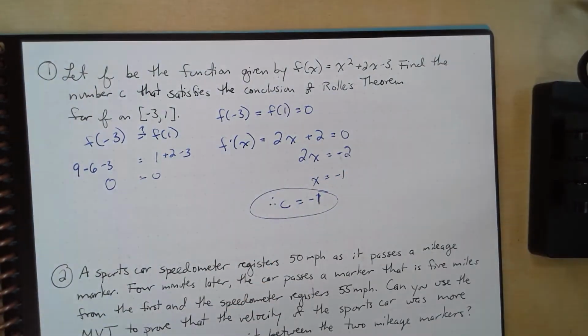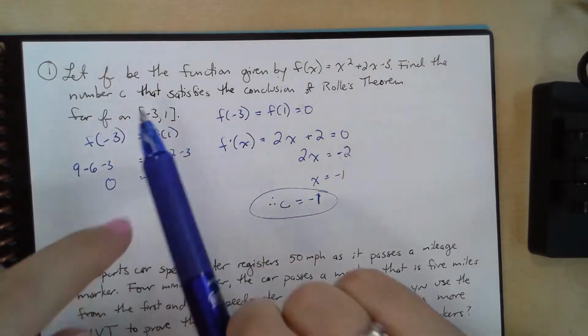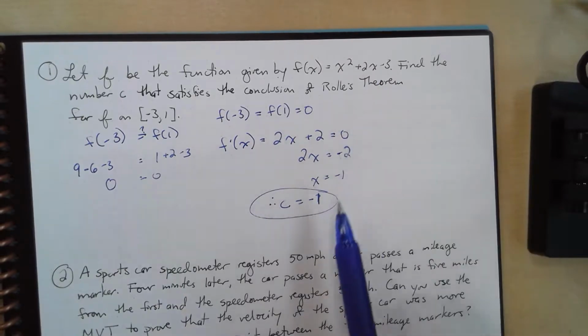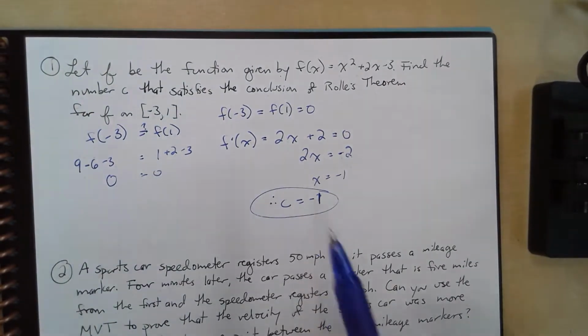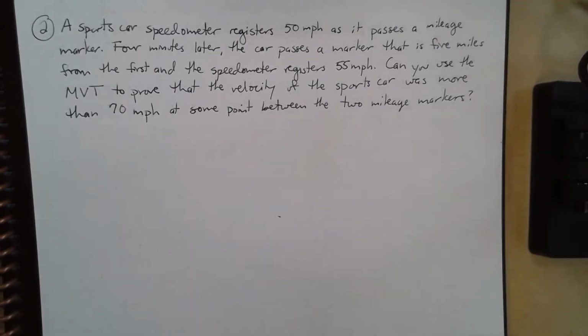That's our final answer. The value between f of negative 3 and f of 1, where the slope is equal to 0, is negative 1. And because this is a parabola, this is probably our vertex there, right? Okay, let's do another one. This one has to go with our mean value theorem.